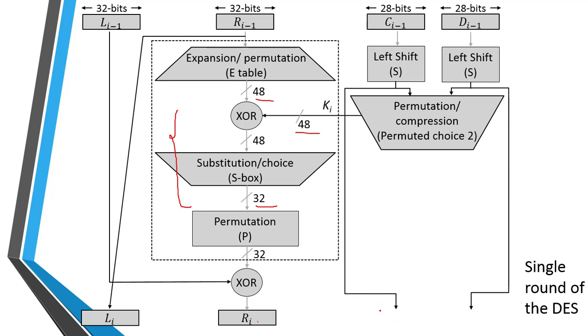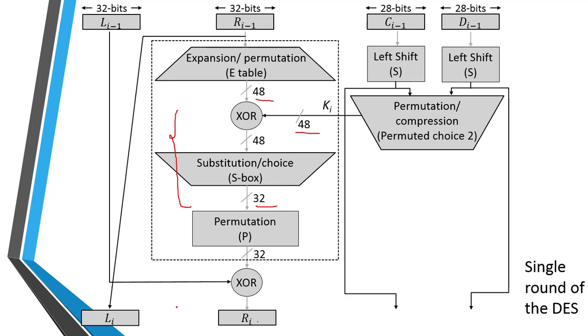So in this way all the rounds perform the same function, the only difference being that keys are changed for each round, and the left and right halves of the previous round are given to the next round. Here the left half is XORed with the output of the function and given as the right half for the next round, and the right half is directly given as the left half for the next round. So this is the single round of DES.